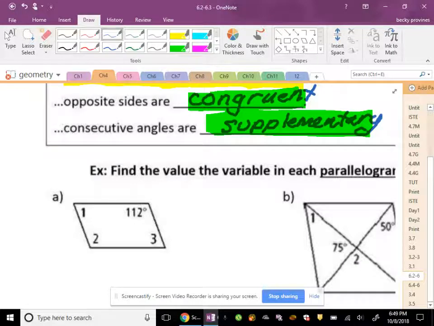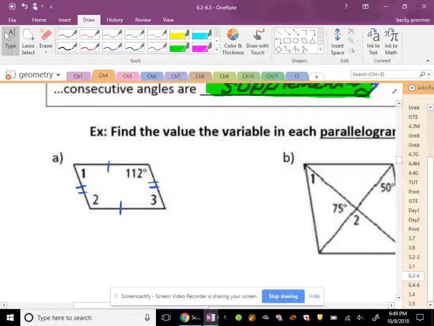So, according to the rule that says opposite sides are equal, we know these are equal. Now, they're asking on this question for us to find the angles. So we need to find angle 1, angle 2, and 3. So opposite angles are equal. So if angle 1 is 112, across from it is angle 2. So we know angle 2 is also 112 degrees.